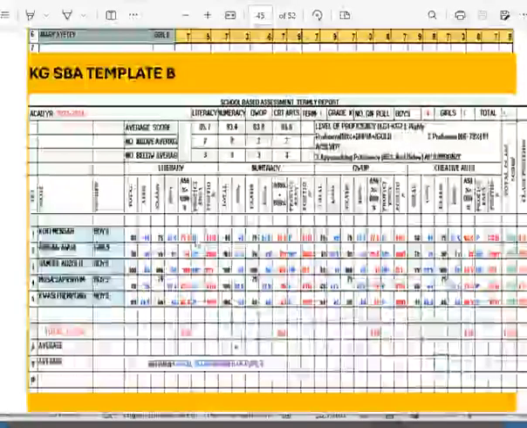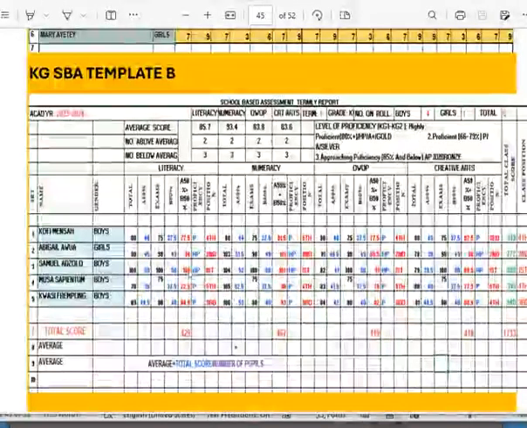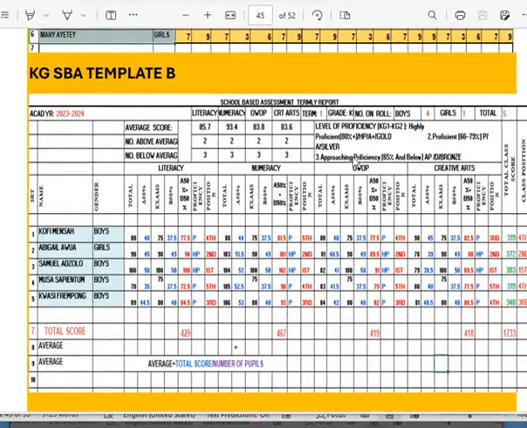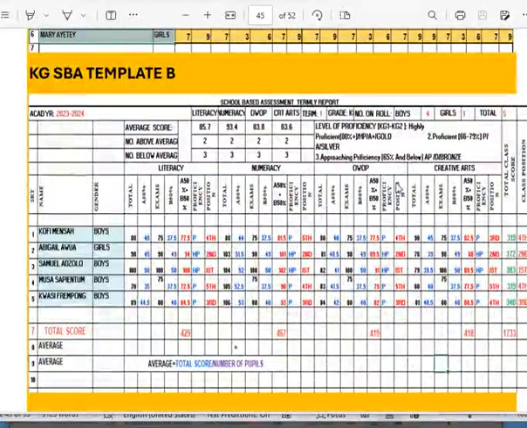Then there is the level of proficiency, whether they are highly proficient, proficient, or approaching proficiency. How do you determine that? If the child scores 80% and above, then it is highly proficient, and the child deserves to be given a gold. Now, if it is proficient, it means that the total score, that's 50 plus 50 over here, should range between 66 and 79%. Then you can clearly say that the child is approaching proficiency. So it applies to all the other subjects: numeracy, OWOP, and creative arts.